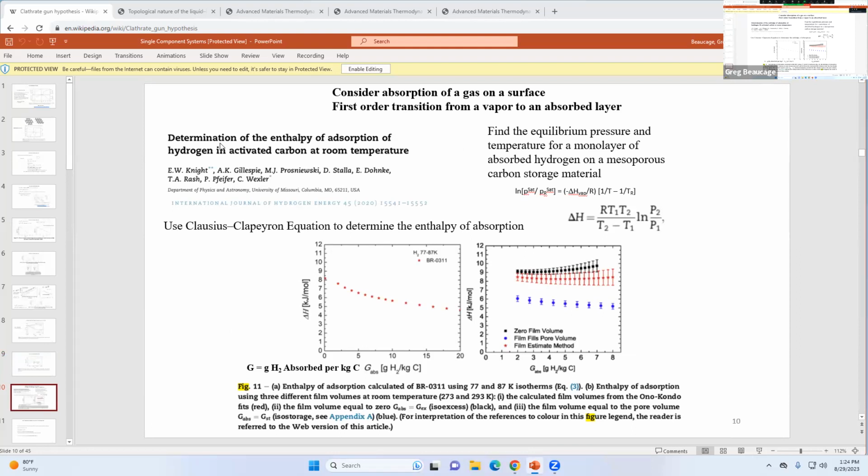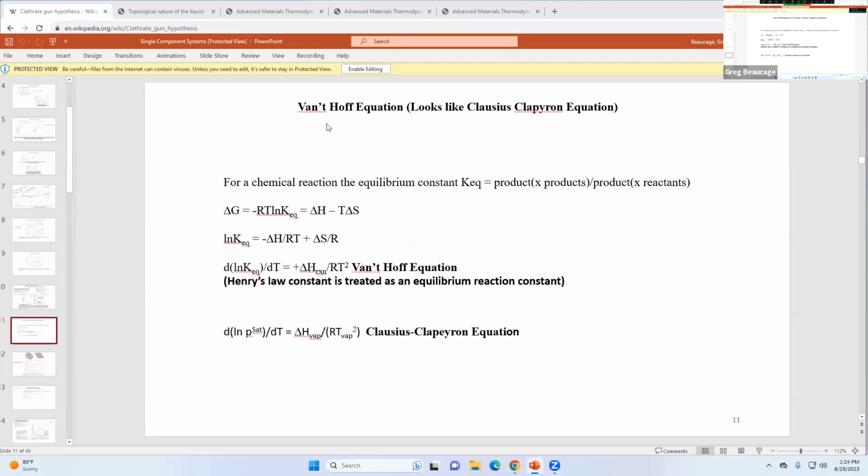It's a paper where they're looking at surface absorption of gases using the Clausius-Clapeyron equation. I think it's a paper we used. It's like 2020, so we used it in the past.